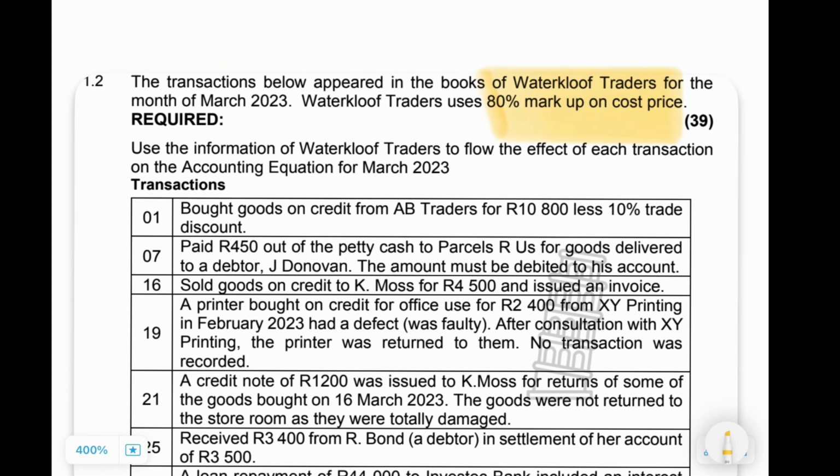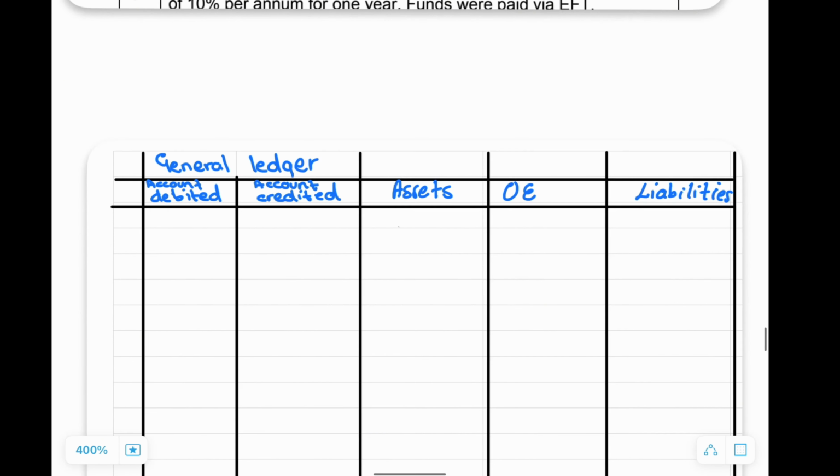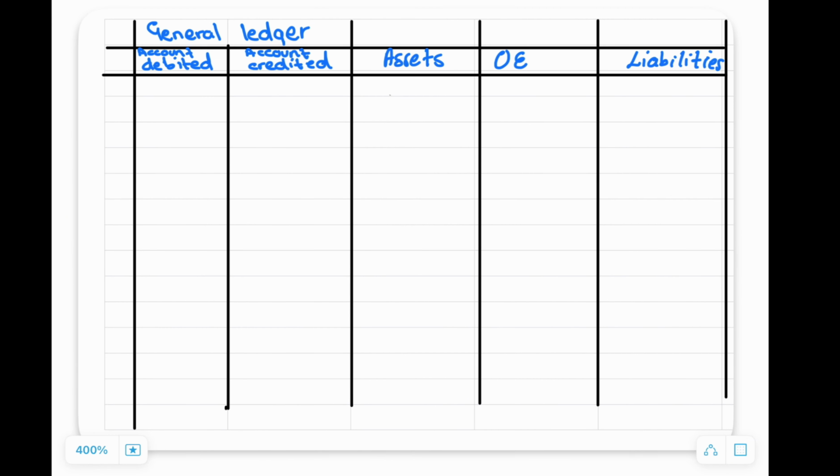So now this is the accounting equation that we are going to do, or that is required from us. It has a section of general ledger, as you can see. So this is the general ledger. You're going to show the account debited and the account credited, and then you have your normal accounting equation where you show the effect in the assets, in the owner's equity, and in the liabilities.